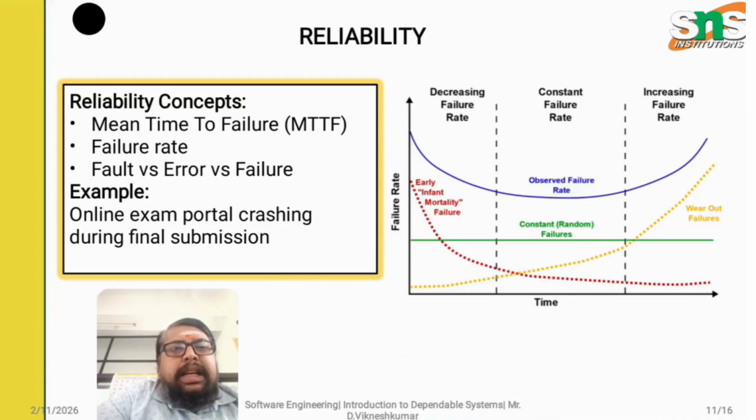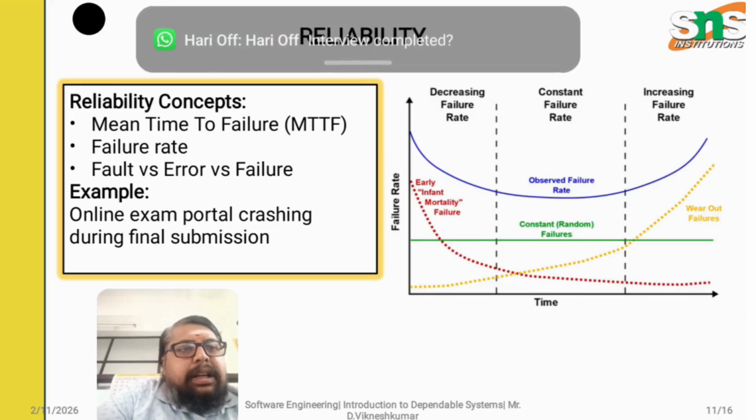Reliability covers mean time to failure, failure rate, and fault versus error versus failure. As an example, consider an online exam portal crashing during final submission. In this image we have a decreasing failure rate, a constant failure rate, and an increasing failure rate.